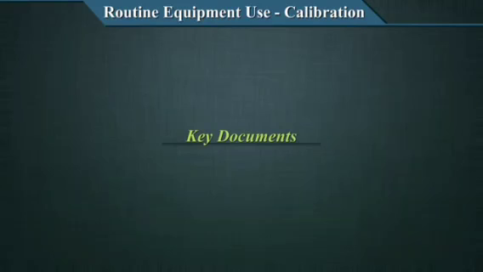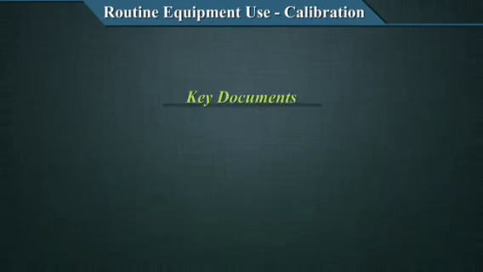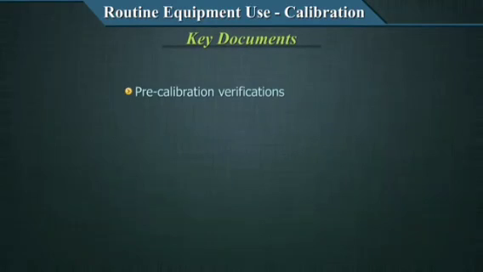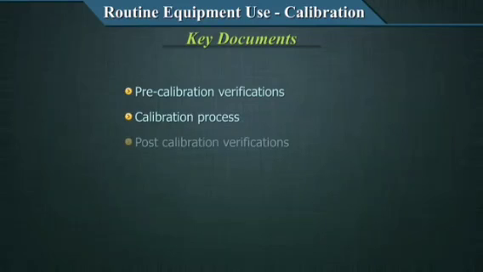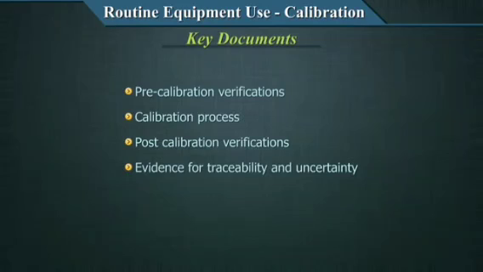There will be background checks, there will be carryover checks. So all these relevant data should be filed and evidenced during any kind of audit. So this is the documentation part of calibration that you need to retain. Pre-calibration verifications, calibration process, post-calibration verifications, the evidence of traceability and uncertainty, the actual calibration certificates, and also a matrix to alert you about the need for upcoming calibrations.